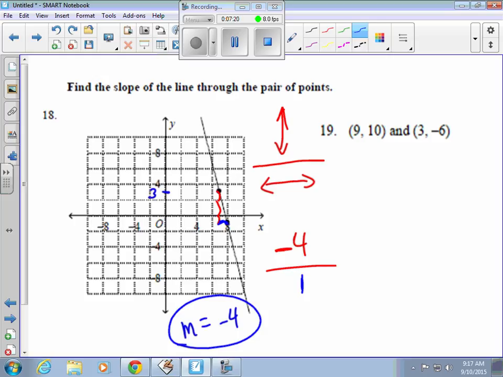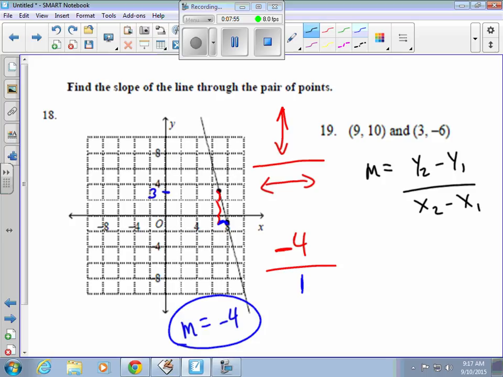When you're trying to find a slope given 2 points like number 19, 9, 10, and 3, negative 6, you can do it 2 different ways. You could plug it into the slope formula, which most people remember it, but they don't remember it exactly. M is y sub 2 minus y sub 1, the difference of those two. That's why you subtract them, over x sub 2 minus x sub 1, the difference of those two. The key to this, though, is to make sure you have sub 2 stacked on top of sub 2 and sub 1 on top of sub 1. It doesn't matter if you reverse them. Just make sure you reverse both of them. They have to be stacked.